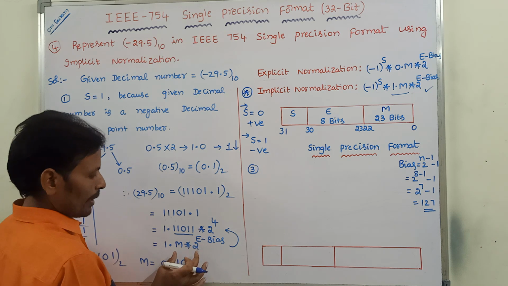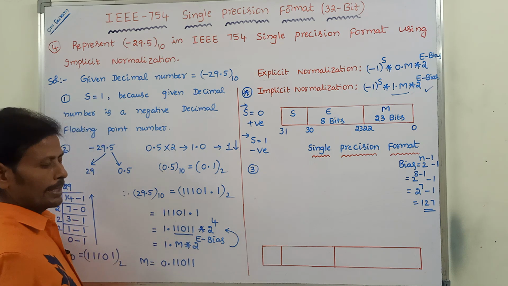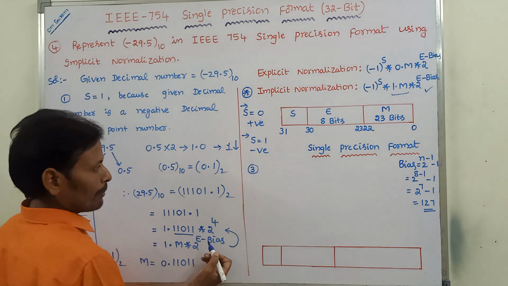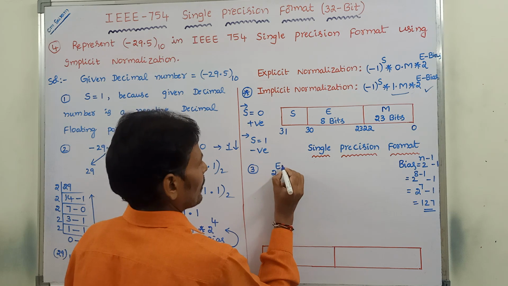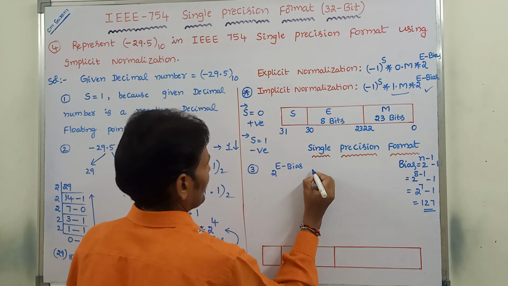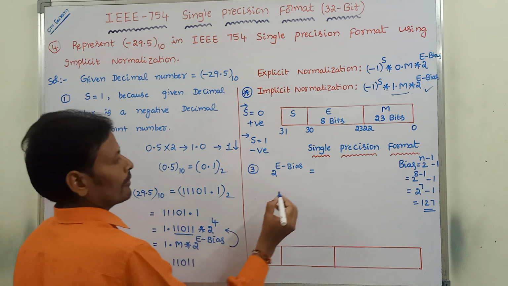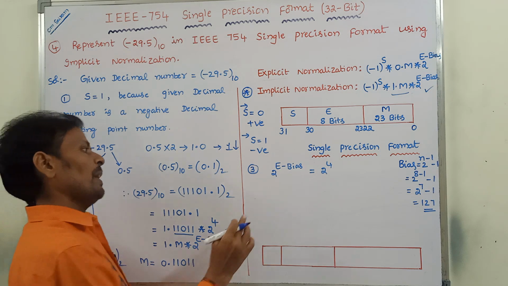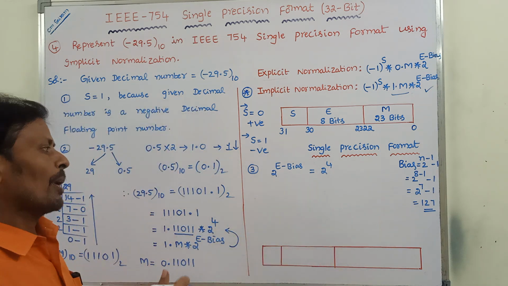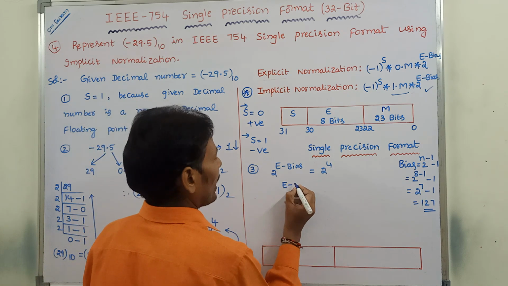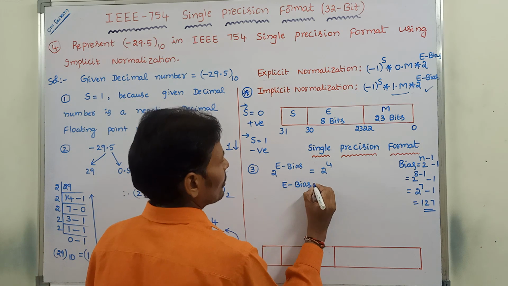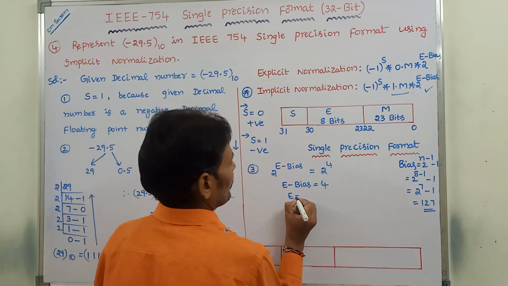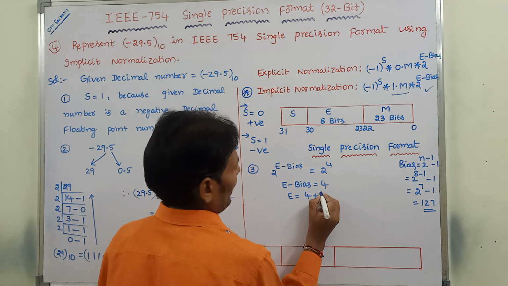So here, when we are comparing this formula with this one, we get the M value. Next one, 2 power E minus bias is equivalent to 2 power 4. We are comparing this one with this one. So here bases are equal, then powers are also equal. E minus bias is equal to 4. Then what is the E value? E value is equal to 4 plus bias.